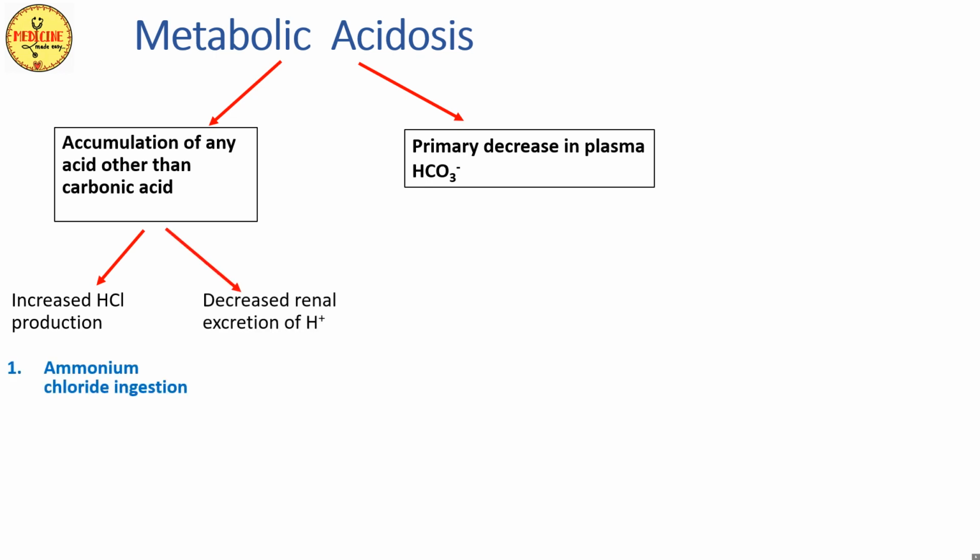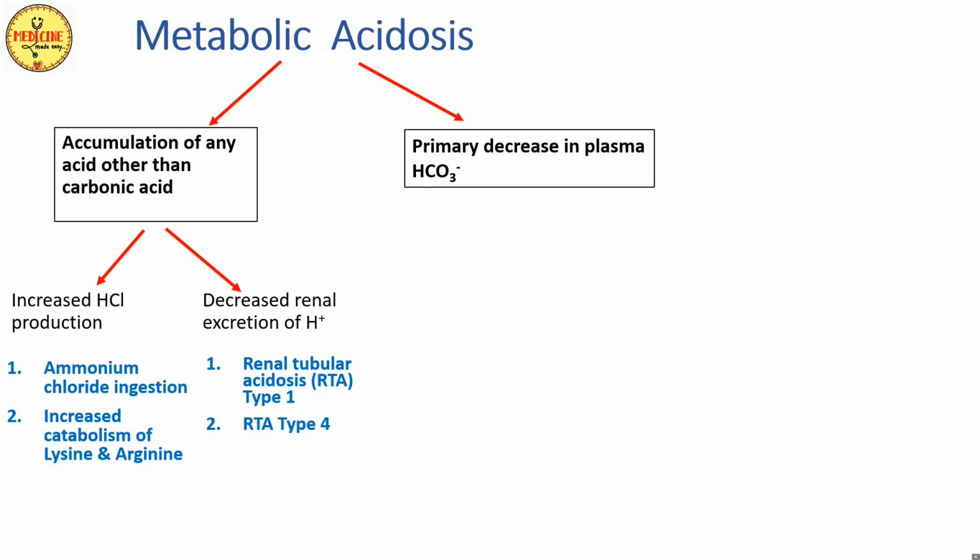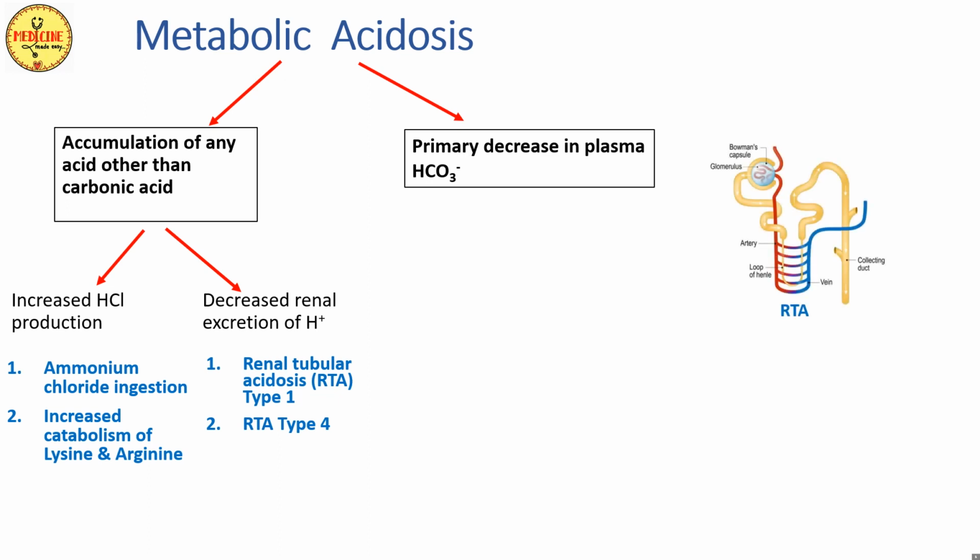Increased HCl production occurs when you have... Decreased renal excretion of hydrogen ion occurs in renal tubular acidosis type 1 and type 4. Okay, wait. Renal tubular acidosis? What are those? Let me give you a quick summary. Renal tubular acidosis can be simply explained as a group of conditions where you have a problem in your nephron in either hydrogen ion excretion or bicarbonate ion reabsorption, leading to metabolic acidosis.